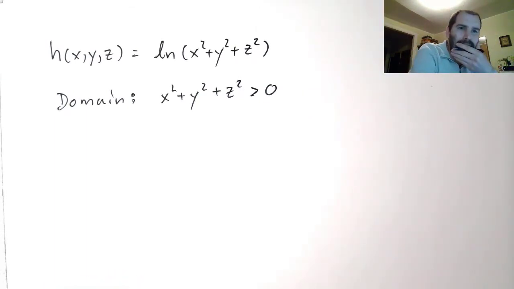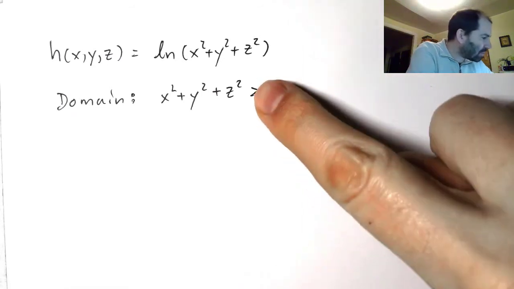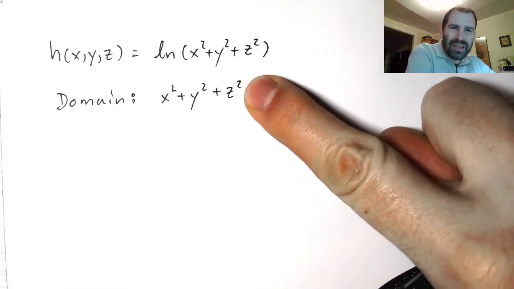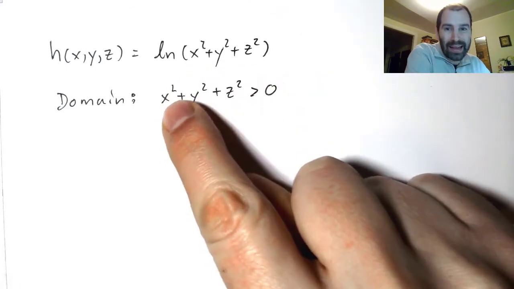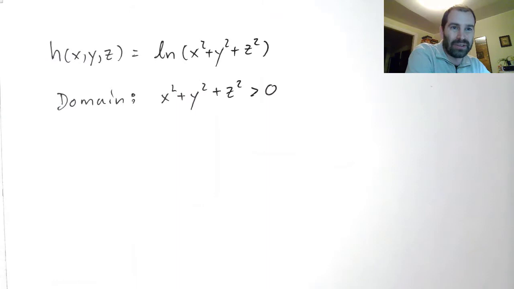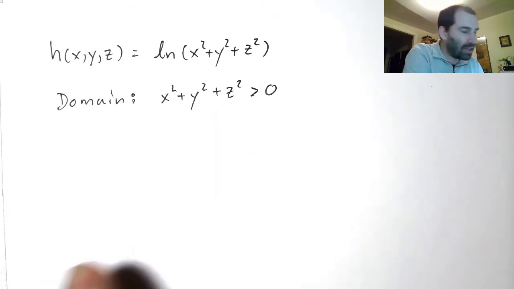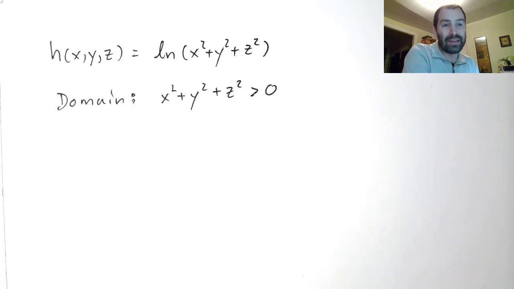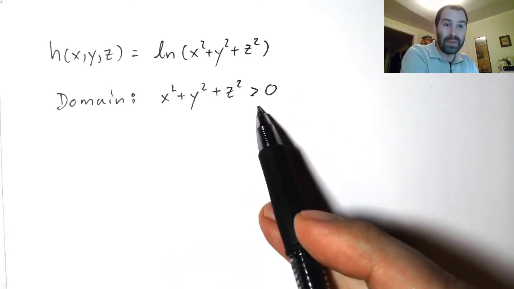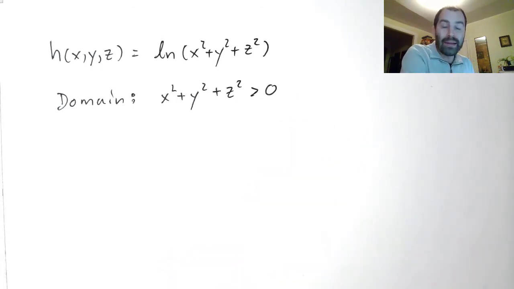Now, let's think about this. I'm squaring all these and adding them up, so isn't it automatically positive? Well, almost, except for one possibility, right? When x, y, and z are all 0. If those are all equal to 0, then it's not positive. It's equal to 0, right? And that's the only thing that can make this not true. So therefore, the domain is really all points x, y, z except the point 0, 0, 0.